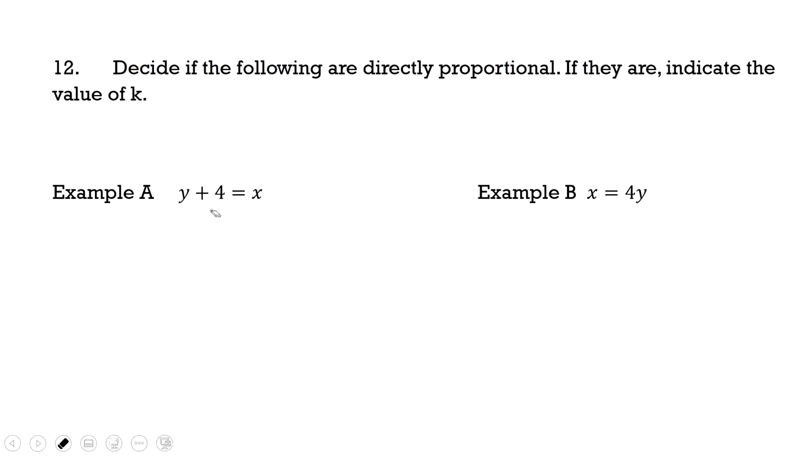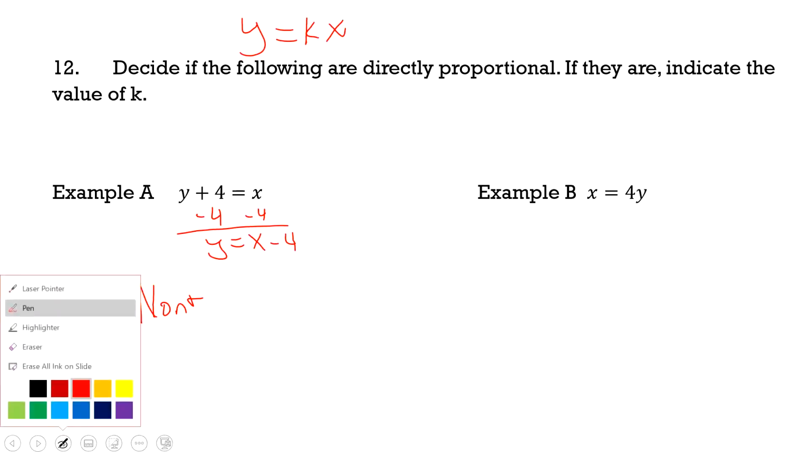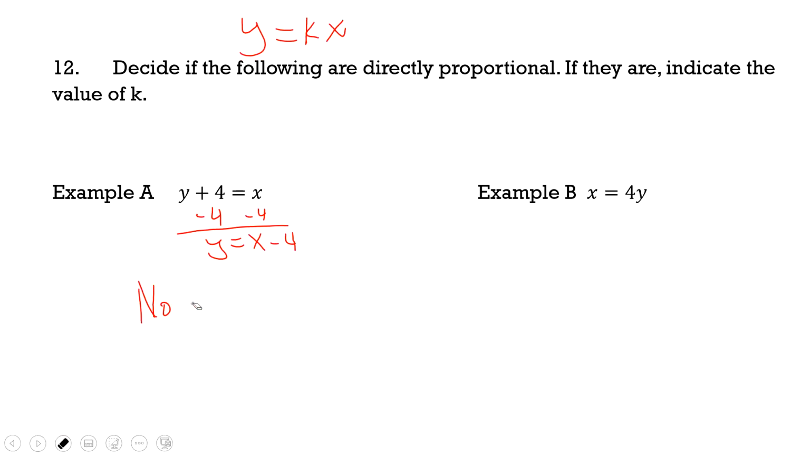Okay, so we're trying to solve for y. So I am going to subtract 4 from both sides. I'm left with y equals x minus 4. Again, we're looking for y equals kx. I have kx. My k is 1, even though there's no number there. I'm assuming it's 1, but it's minus something, so this is not directly proportional. So the first one is not constant or directly proportional.